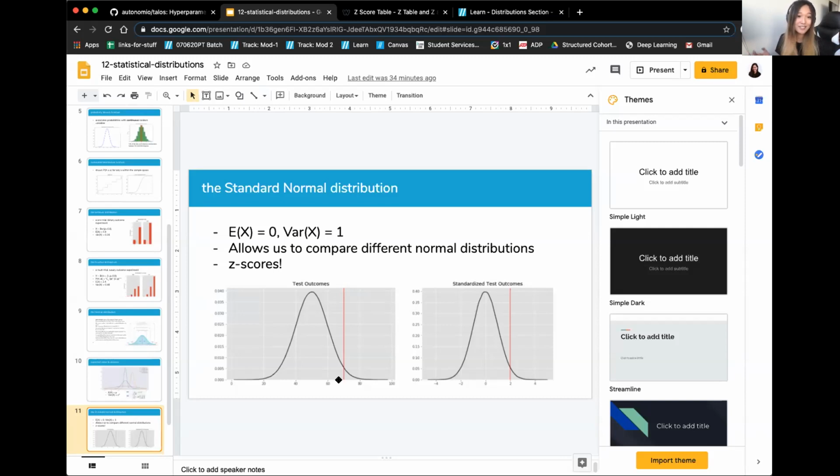That makes sense? And so because of that, we didn't have to use any complicated formula to calculate the area under this. We just had to convert it to this and then look it up in a table. Questions on that?